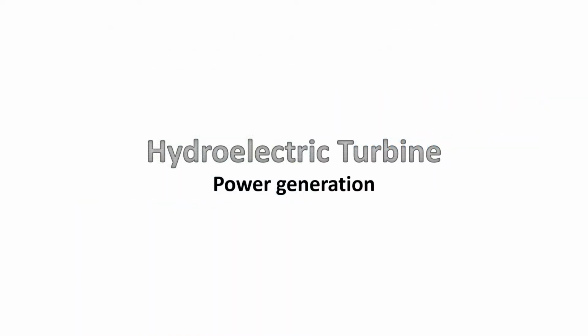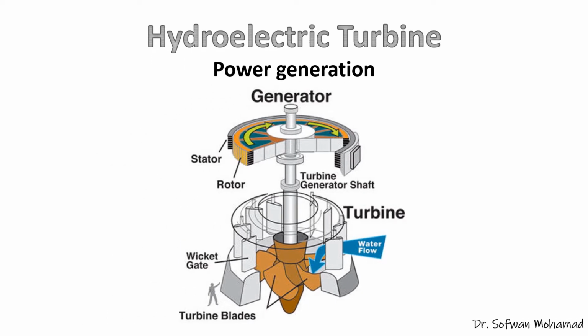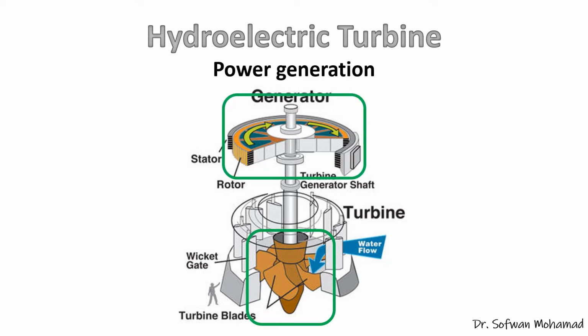Hydroelectric turbines convert potential energy into rotational mechanical energy. They do this because the water passes through wicket gates onto a runner, and this causes the runner to rotate. The runner and an electric generator are mounted on the same main shaft. Therefore, the rotational mechanical energy from the runner drives the generator up here, turning the mechanical energy into electrical energy.